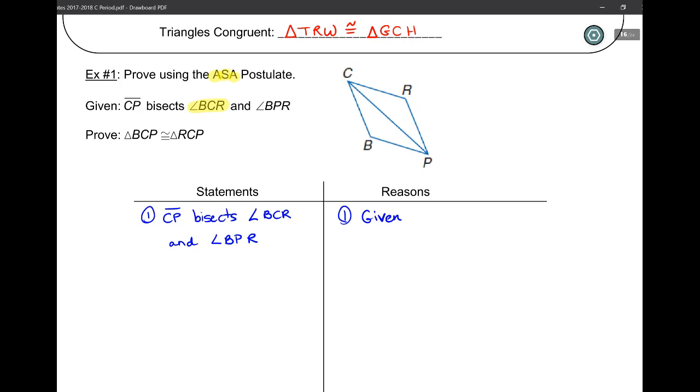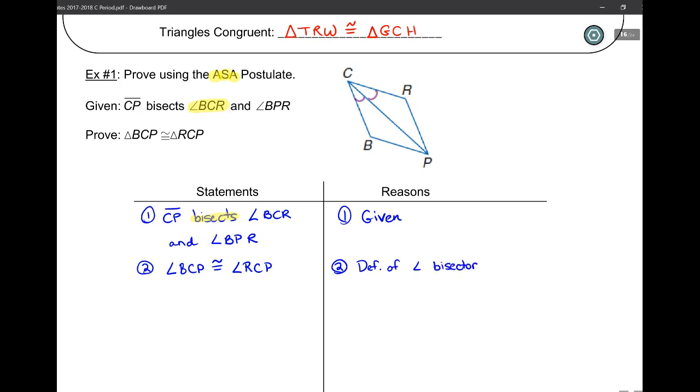So we have angle BCR, which is this angle. If PC is bisecting it, that's going to make these two angles congruent to each other. So we're going to say angle BCP is congruent to angle RCP. And we need a reason for this. Again, we look back at the words that are used. The word bisect is used. That's actually the definition of an angle bisector.